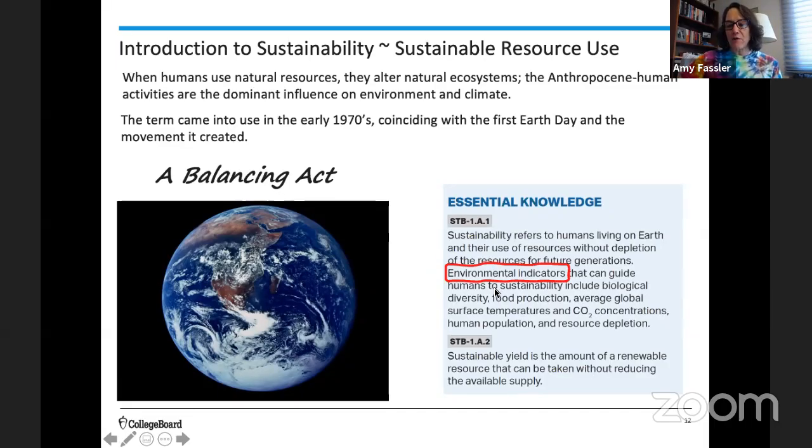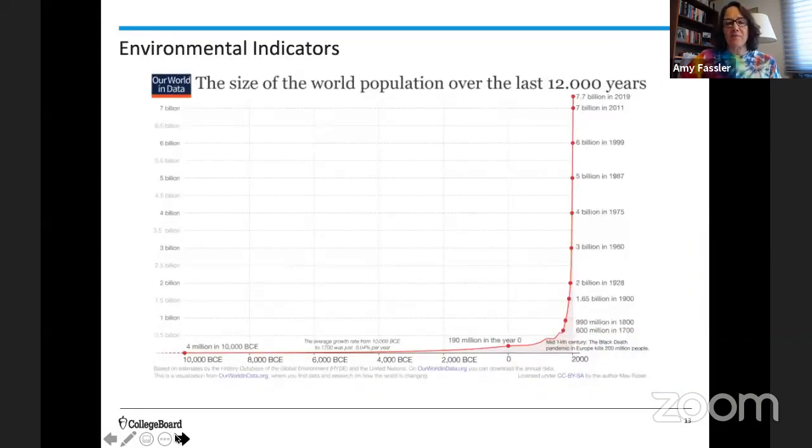Think of it, if you go to the doctor for a physical, the first couple of simple, easy things they do, they take your temperature, your pulse, and your blood pressure. These environmental indicators are the pulse and the temperature and the blood pressure of our planet. They're key indicators of how well we're doing on using resources in a sustainable way. So let's just look at a couple of those to get us thinking about the idea of sustainability.